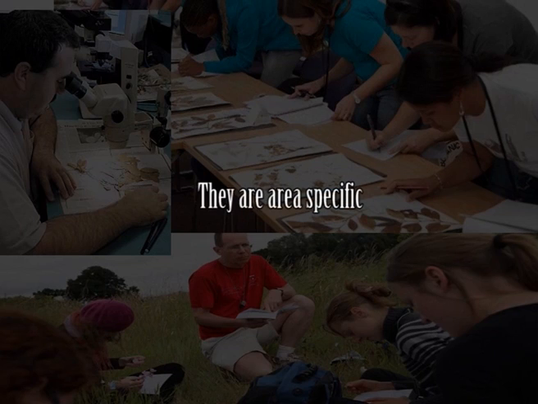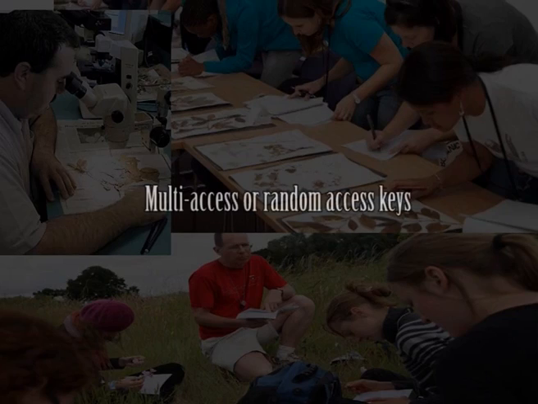Another general drawback of such type of keys is that they are area specific. It means that a key designed to identify plants from a particular area may fail to give the correct result if one attempts to use them to name plants from outside that area. Now, we come to the next type, multi-access or random access keys. The multi-access key is an identification key which overcomes the problem of more traditional single access keys of requiring a fixed sequence of identification steps.